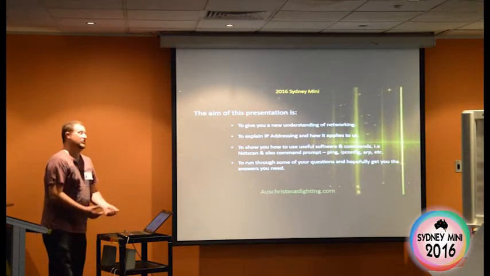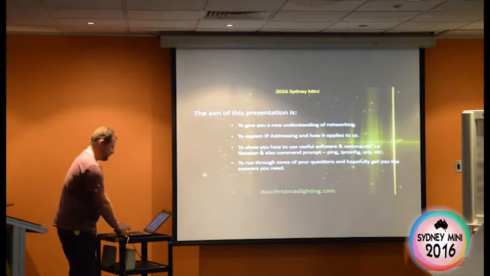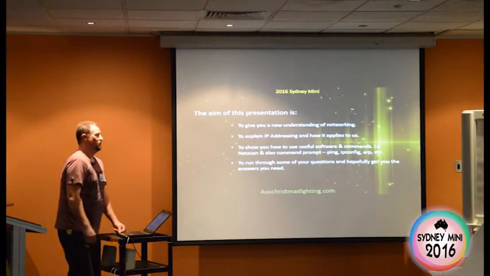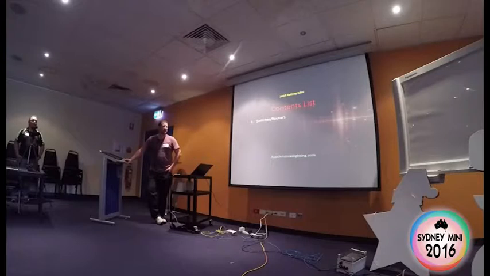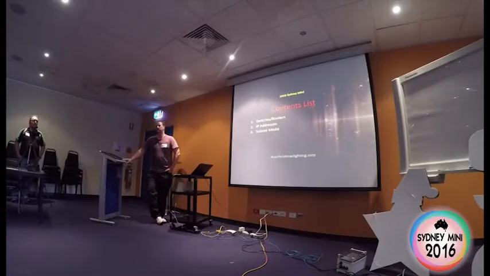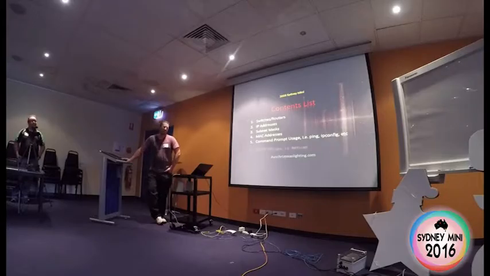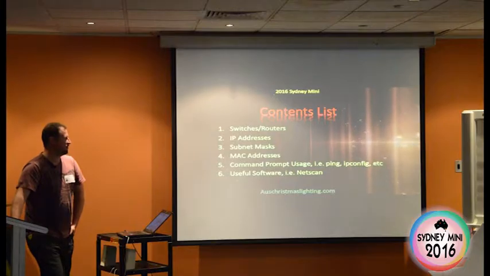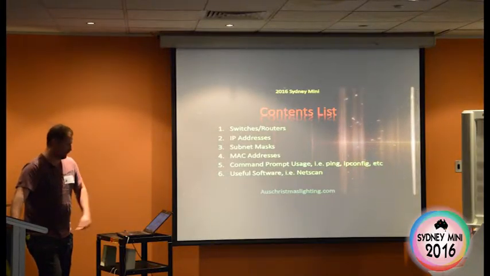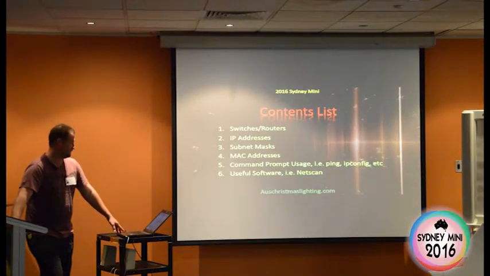And then obviously we want to try and get some questions out of the way and see what we can come up with, and hopefully if you've got any issues, we can try and get to the bottom of it. I want to touch base basically on switches and routers, IP addresses, try and explain what they are. Subnet masks, that's probably going to be a bit new to some, in the sense of what it does and what you can use it for. MAC addresses, obviously each device has a MAC address, and then command prompt, and then there's some NetScan software out there that we do tend to use as well, which is very handy.